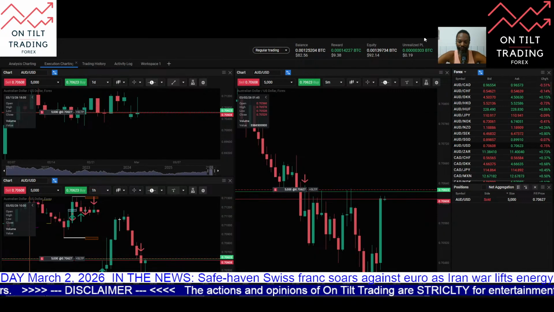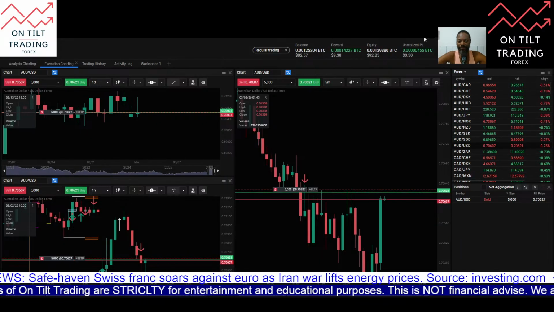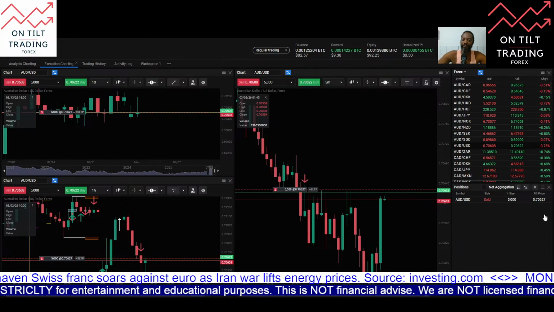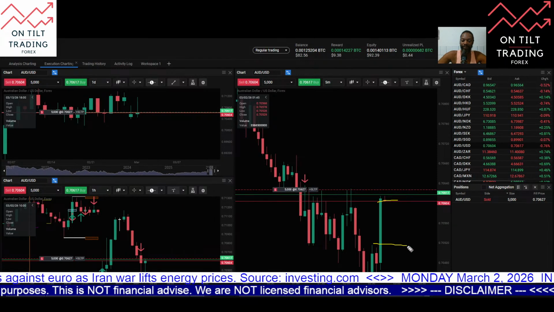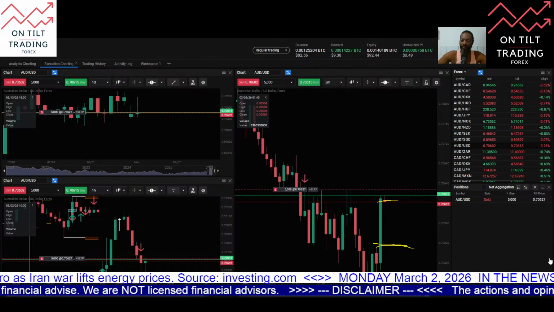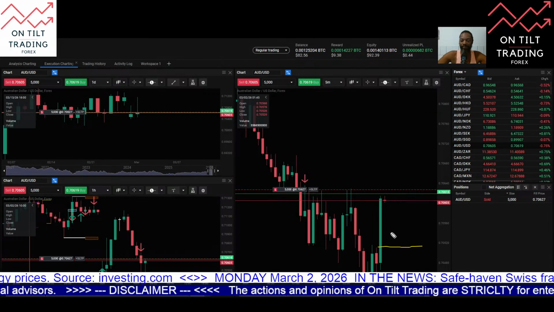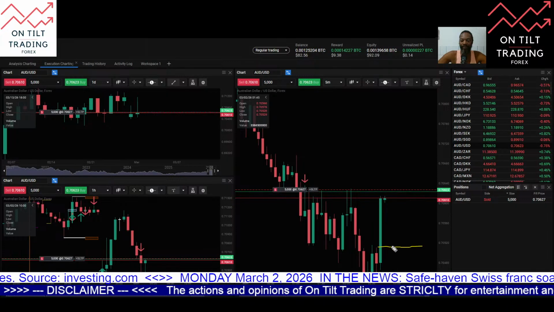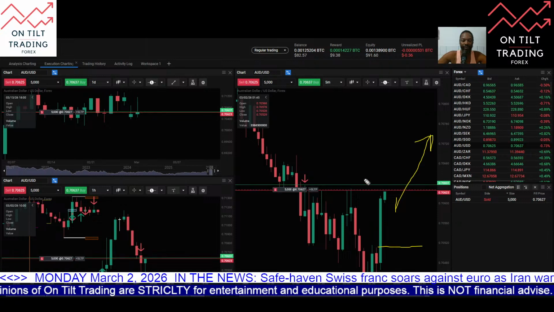You can see price back testing my entry level now and potentially putting in a bullish fair value gap if this candle closes above this level here. If anything closes above this level here, then that will leave room for a bullish fair value gap and potential for price to redeliver here to the buy side.